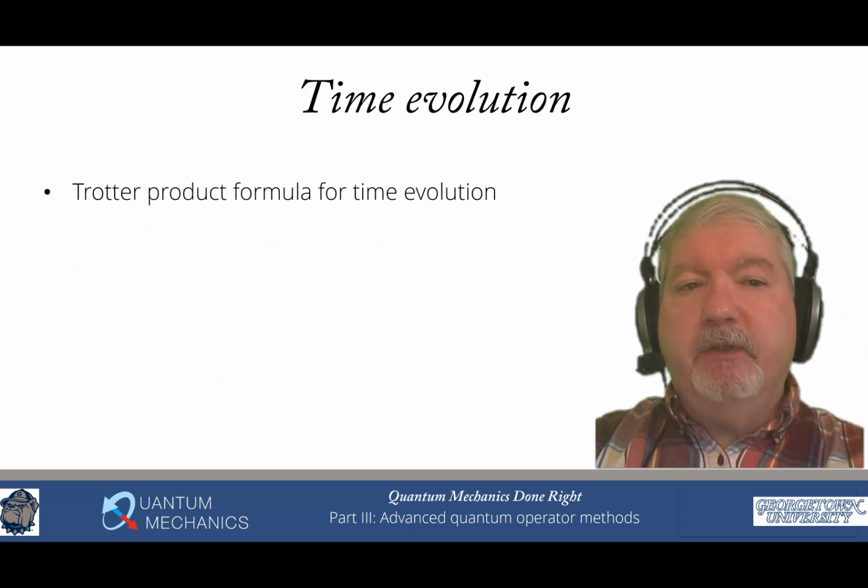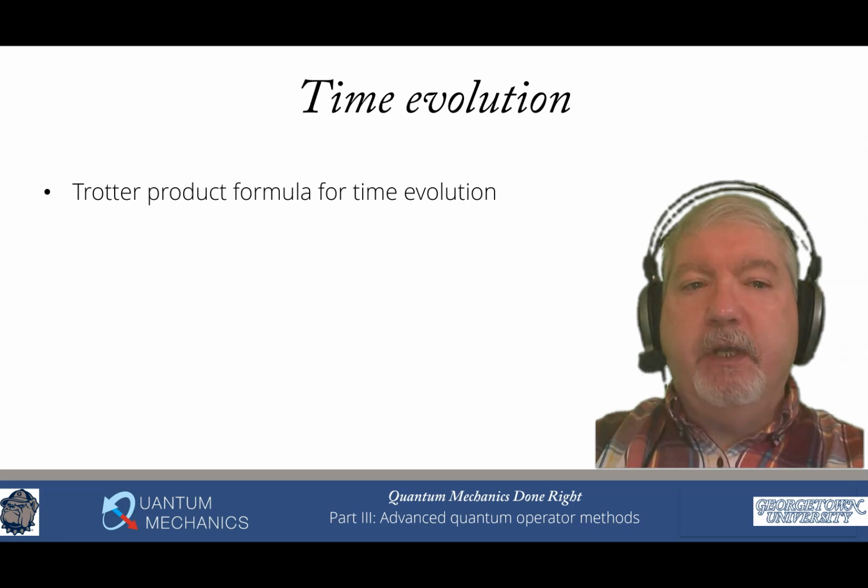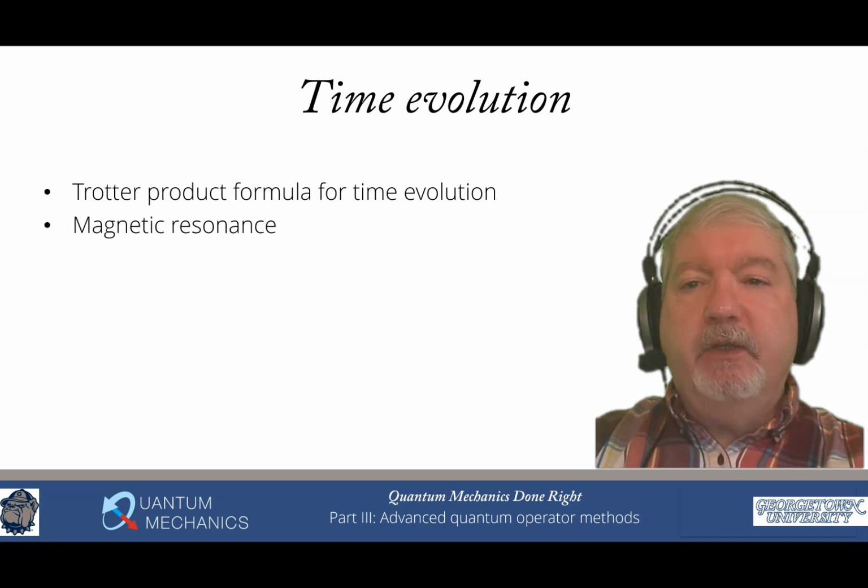Next up is time evolution. Rather than working from a time-dependent Schrödinger equation, which is a differential equation, we instead use properties of unitarity and the semi-group property of time evolution to motivate the Trotter product formula for time evolution. We then use that to describe magnetic resonance, and here I really like the way that this works. It makes the analysis for magnetic resonance much clearer and cleaner, I believe.